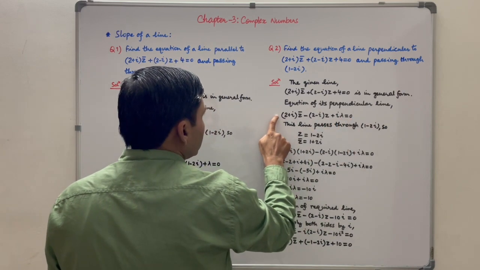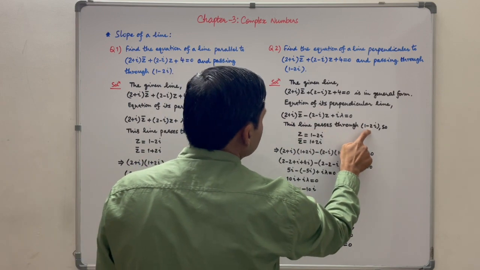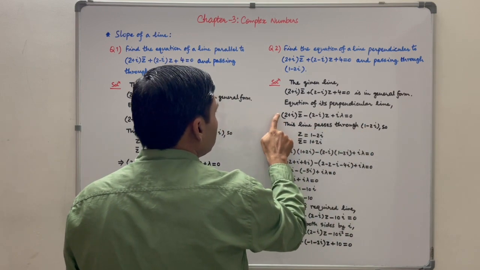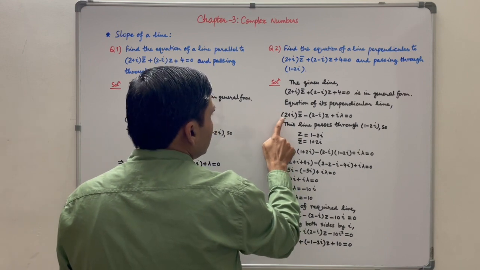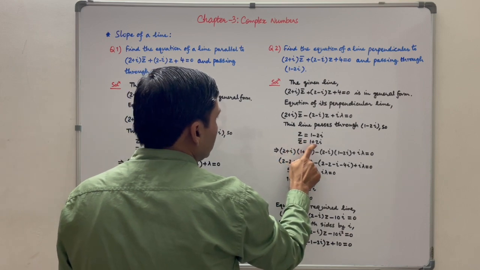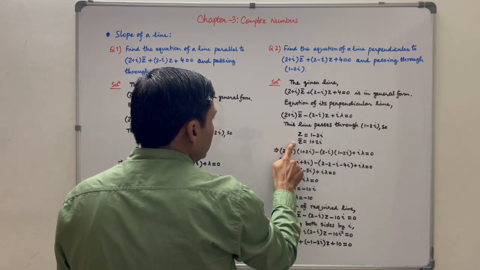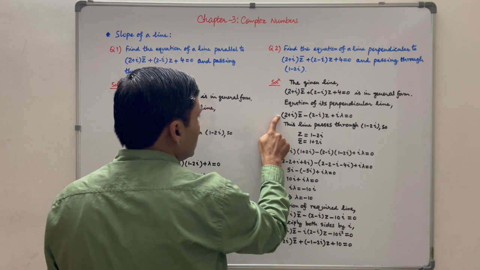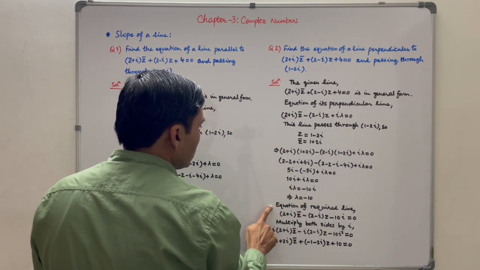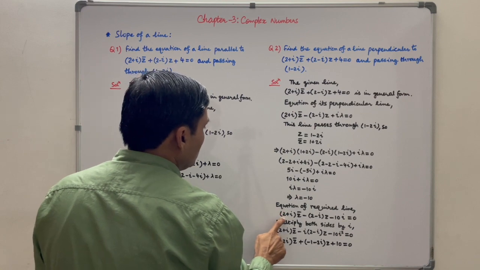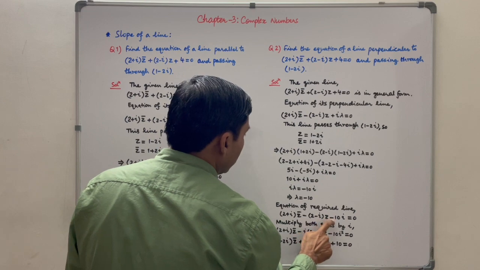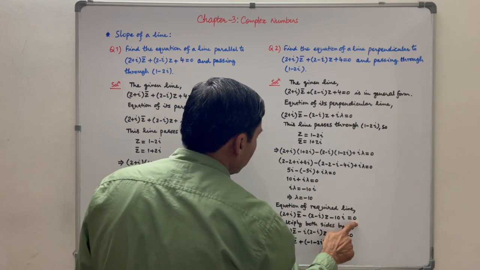We will pass this line through the given point 1 minus 2i. That means 1 minus 2i will satisfy the equation of this line, or z is equal to 1 minus 2i. So z bar is equal to 1 plus 2i. We will put these values in this equation to get the value of lambda is equal to minus 10. So the equation of the required line will be (2 plus i) z bar minus (2 minus i) z minus 10i is equal to 0.